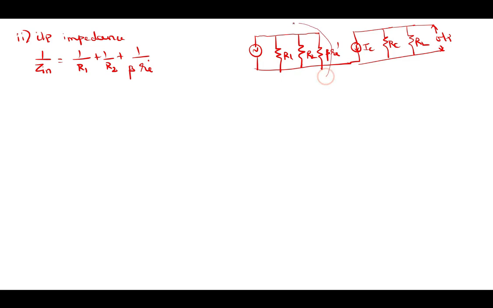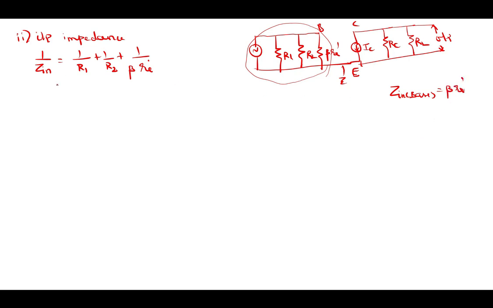So then we are taking the output here. That is why this forms the input. Of course there is a ground here. This is emitter, this is base, this is collector. This is the RE model of the amplifier and transistor. So these three are connected in parallel. Hence 1 by Zin is equal to 1 by R1 plus 1 by R2 plus 1 by beta RE dash. If suppose it is Zin base, then it is simply beta RE dash.